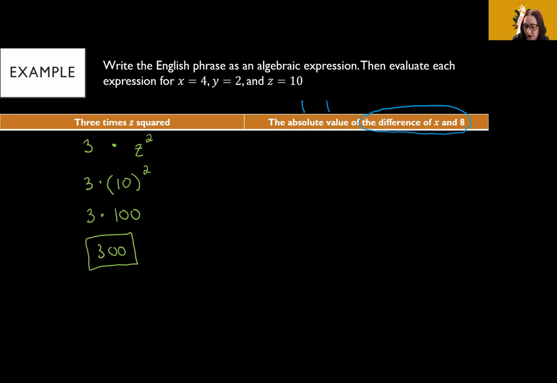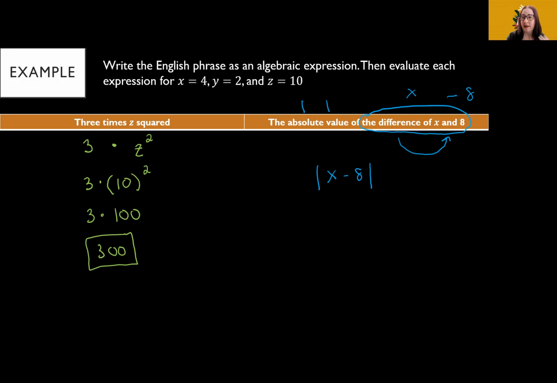So inside the absolute values, we have the difference. Difference means subtraction, and that subtraction sign is going to go where the "and" is. It's the difference of x and 8. So when we translate this, I have x minus 8 inside the absolute values, because everything after the "of" goes inside the absolute values. We had to work inside out.